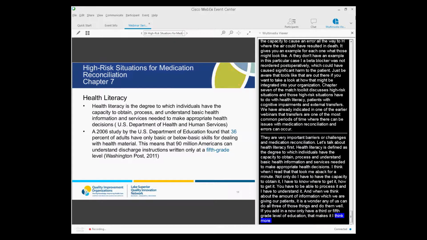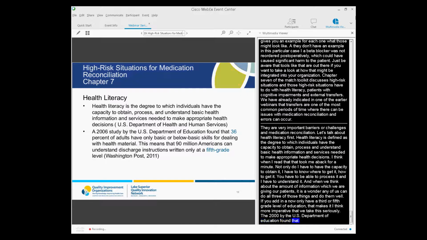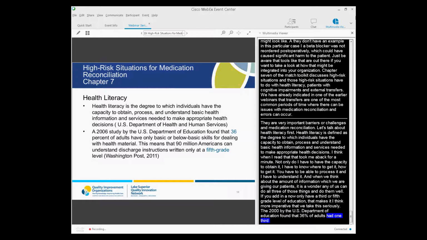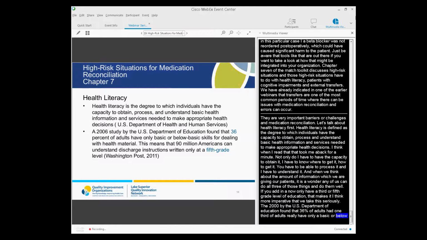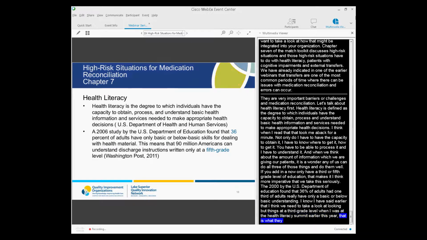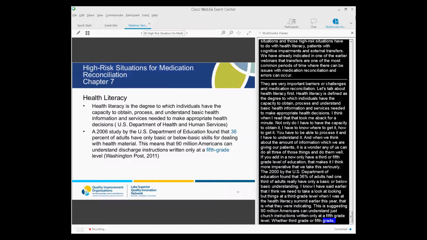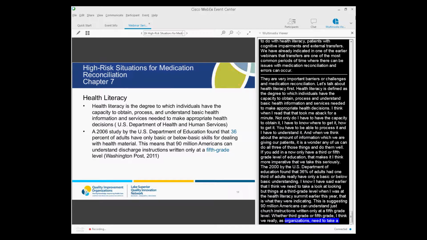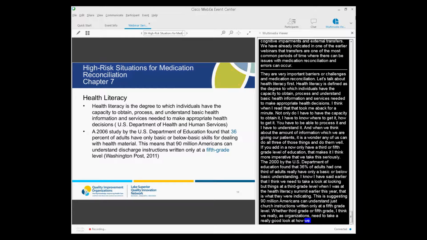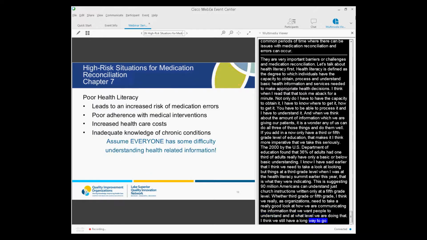A 2006 study by the U.S. Department of Education found that 36% of adults, so that's a third of adults, really have only a basic or below basic understanding. And I know I have said earlier that I think we really need to look at things at a 3rd grade level. When I was at the Health Literacy Summit earlier this year, that's what they were indicating. This is suggesting that 90 million Americans can understand discharge instructions written only at a 5th grade level. And whether it's 3rd or 5th grade, I think that we, as organizations, need to take a really good look at how we're communicating the information that we want people to understand, and at what level we're doing that. And I think we still have a long way to go and a lot of opportunity to make that better for our patients.